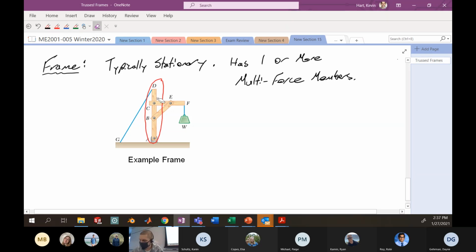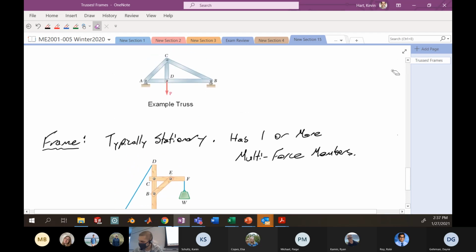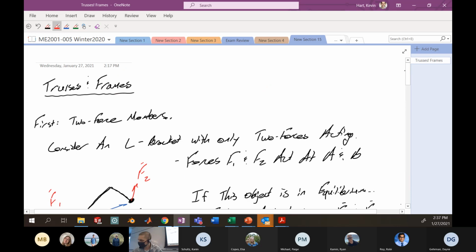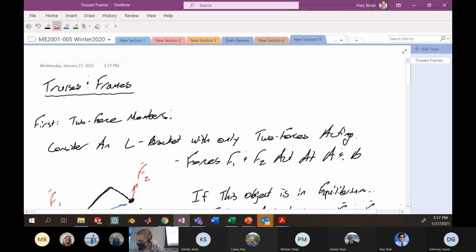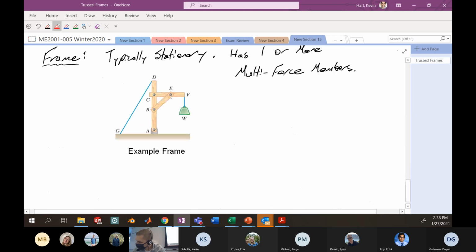It's a differentiation from our truss above, where each one of these guys really only has two forces acting on it. So here's your example frame. This also has multiple forces acting on it. This piece, the CEF. Okay. I've got the force associated here. I've got the force here. I've got the pin here. All right, a variety of different forces acting on CEF. So that is also not a two-force member.